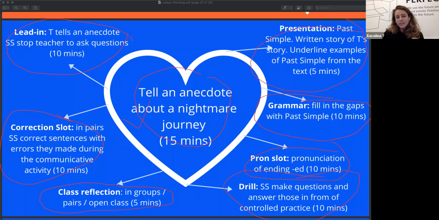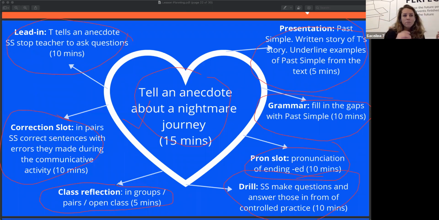We need to give them an opportunity to reflect on what they have just done, to pay attention to their weaknesses and strengths, what they managed to do, what was difficult, what they can improve on. It can be conducted in groups or in pairs or even open class, where you kind of summarize, okay, guys, what have we learned today? What was the most difficult for you? What you knew before and what you learned today during this class. So that kind of helps to structure the information.